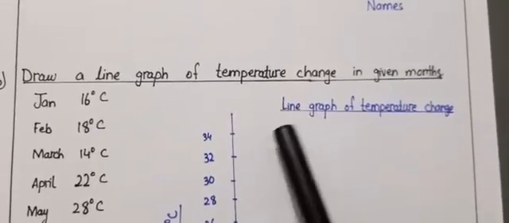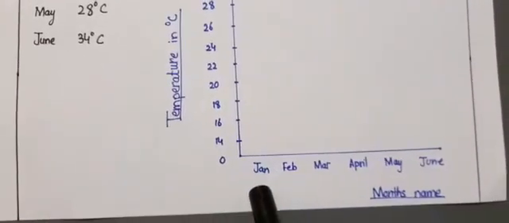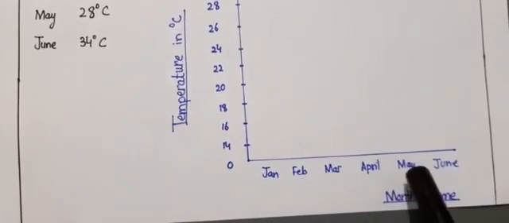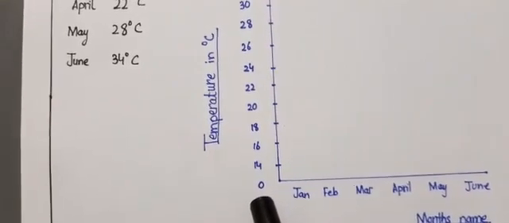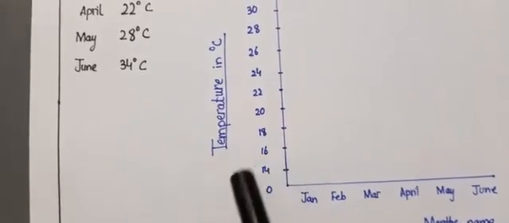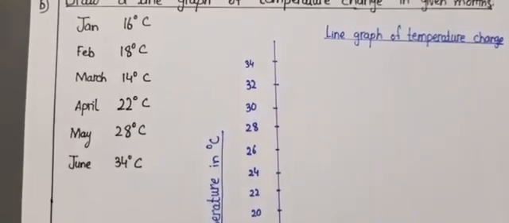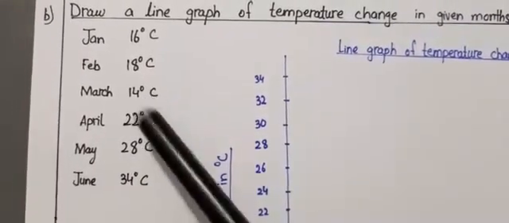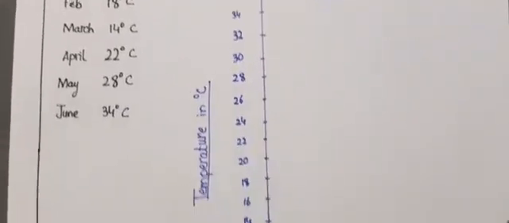So boys, you have seen I have written line graph of temperature change, and here you can see, let me drag the page, that on the horizontal line I have written the months' names January, February, March, April, May, June, and on the vertical line I have written temperature starting from 0 and then 14, 16. There is a difference of 2. 14, 16, 18, 20, 22, 24, 26, 28, 30, 32 and 34. Because you can see the minimum is 14 and the maximum is 34. Okay. So I have written, but here you do not have to make the bars.